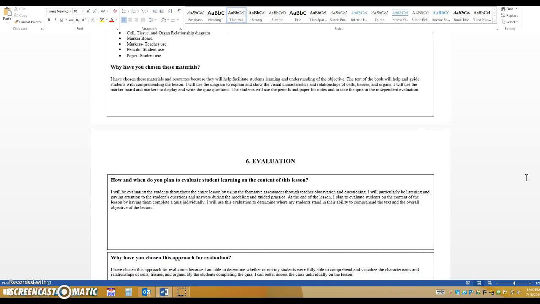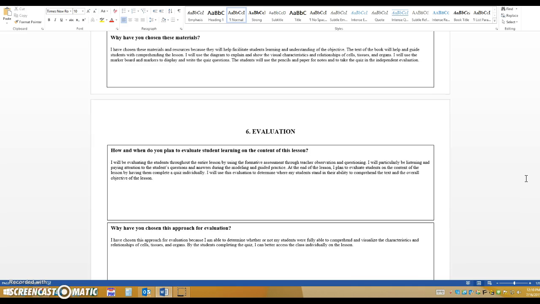Section 6, Evaluation. How and when do you plan to evaluate student learning on the content of this lesson? I will be evaluating the students throughout the entire lesson by using formative assessment through teacher observation and questioning. I will particularly be listening and paying attention to the students' questions and answers during the modeling and guided practice. At the end of the lesson, I plan to evaluate students on the content of the lesson by having them complete a quiz individually. I will use this evaluation to determine where my students stand in their ability to comprehend the text and the overall objective of the lesson.